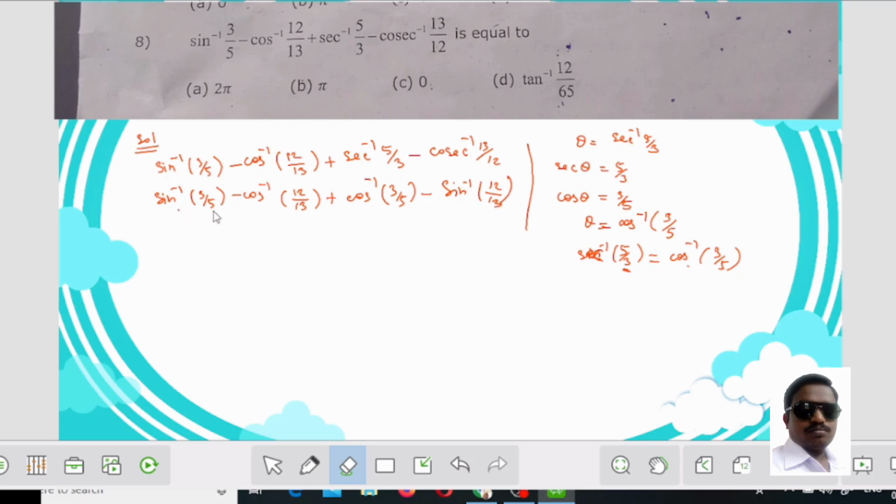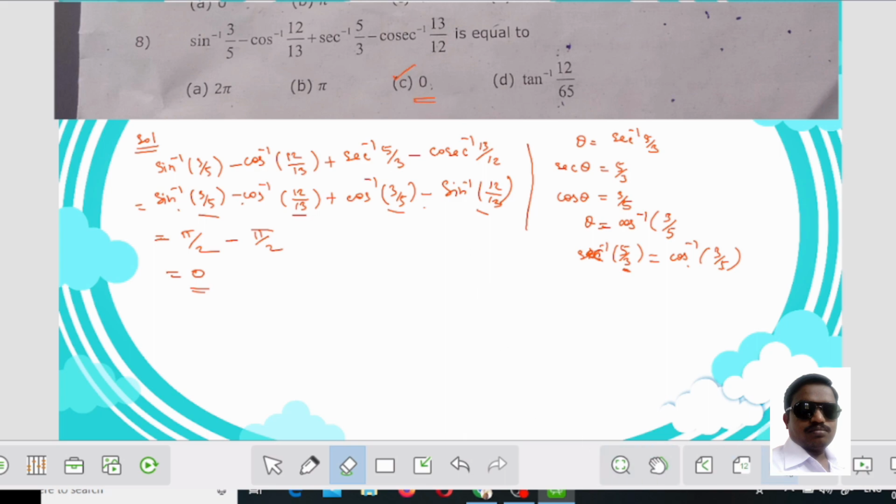Now sin inverse of x plus cos inverse of x equal to pi by 2. In the same manner, if you take minus as common, this is also cos inverse of x plus sin inverse of x, which is also equal to pi by 2. Pi by 2 minus pi by 2 will be equal to 0. So option C is the right answer.